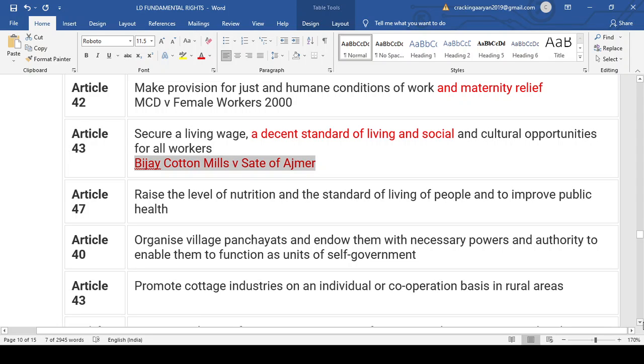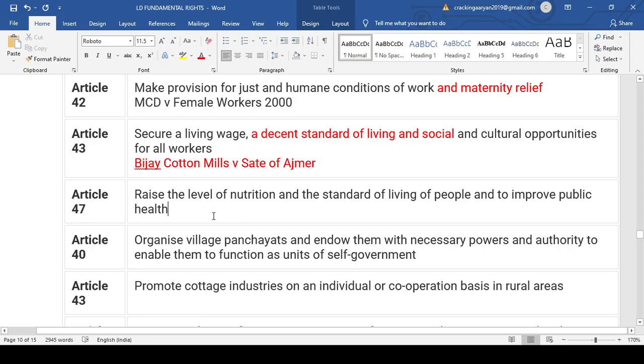Article 47 talks about the duty of the state to raise the level of nutrition and the standard of living and to improve public health. This article was used in various cases in this corona pandemic. Okay. The state shall regard the raising of the level of nutrition and the standard of living of its people and the improvement of public health as among its primary duties, and in particular, the state shall endeavor to bring about prohibition of consumption except for medical purposes of intoxicating drinks and of drugs which are injurious to health.